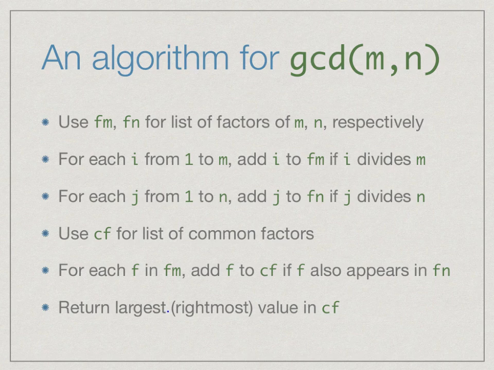So this gives us a slightly more detailed algorithm for GCD. It's more or less the same as the previous one, except it spells out in a little more detail how to compute the list of factors of m, how to compute the list of factors of n, and how to compute the largest common factor between these two lists. So earlier we had 3 abstract statements. Now we have expanded it out into 6 slightly more detailed statements.